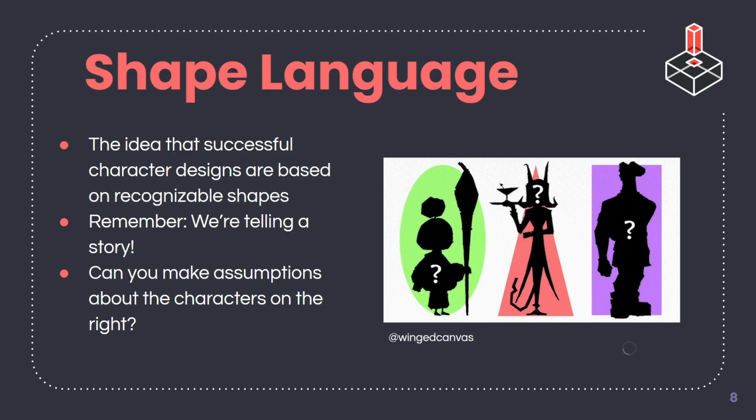So I have some shape silhouettes of characters on the right. So can you make assumptions about any of those characters based on that silhouette, just on how they look based on shape? Yep, that's what we're doing. That's character design. So I'm asking for a response.